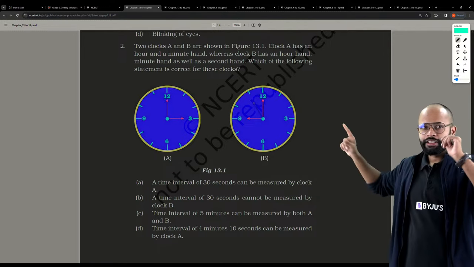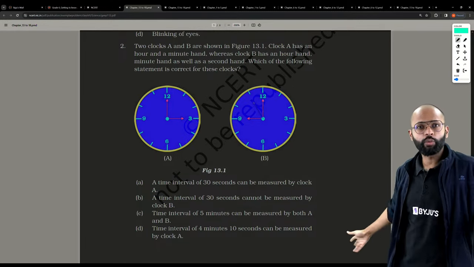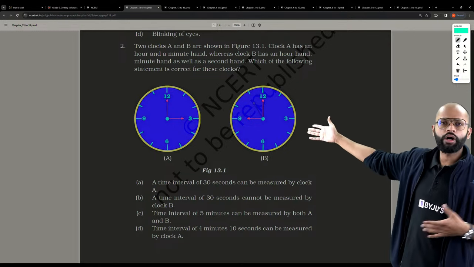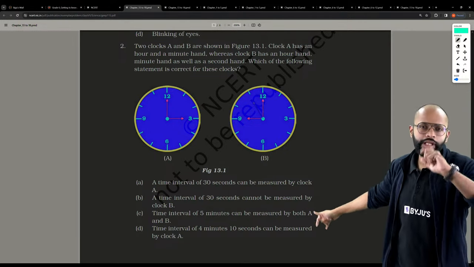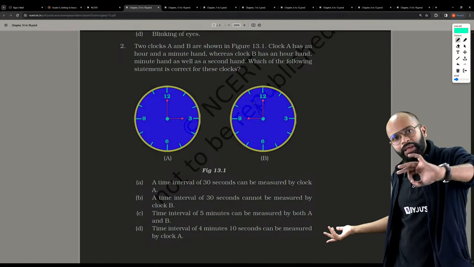30 seconds. This first clock, can it measure 30 seconds? Sir, it cannot. Why? Arey, it doesn't have a second hand. That clock doesn't have a second hand. How will you tell seconds? Seconds you cannot tell. Sir, minimum 1 minute I can tell.